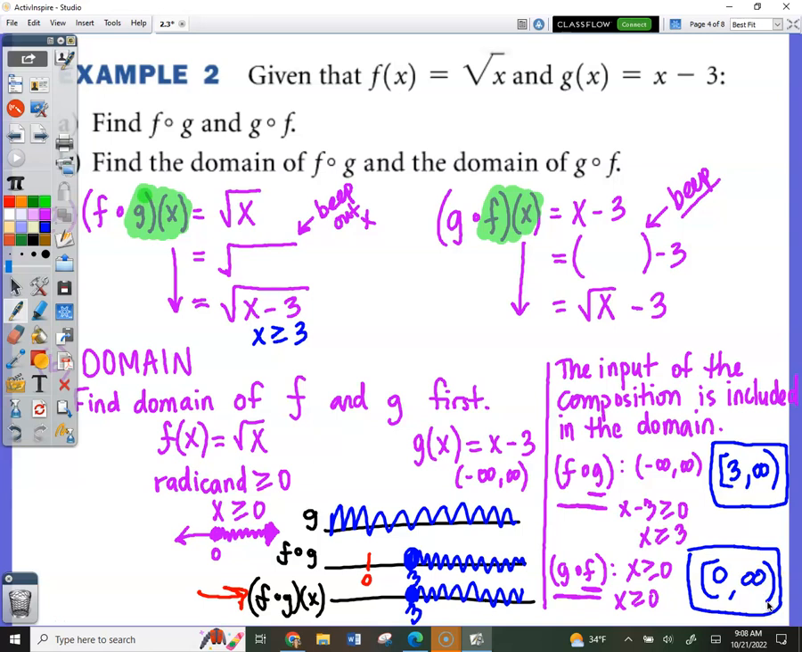The overlap there is that they already match. So there's not much thinking involved. The other one, we had to think. We had to think about what would be allowed to be plugged in.